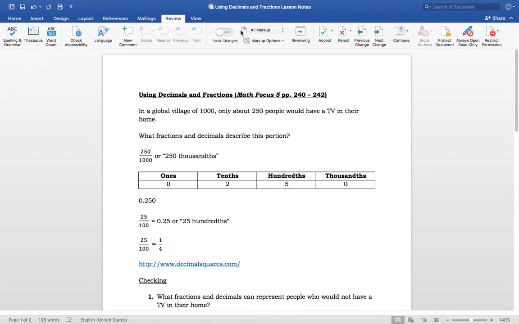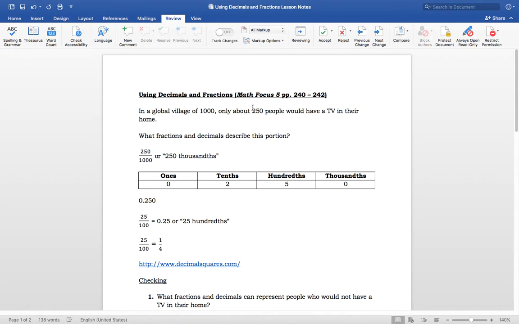So let's start off. It says Kara found information on the internet about what the world would be like if there were only 1,000 people instead of over 6 billion people. She learned that in a global village of 1,000 people, only about 250 people would have a TV in their home. So this is a hypothetical thing, saying if there were 1,000 people in the world, only 250 of those people would have a TV. So the question is, what fractions and decimals describe this portion?